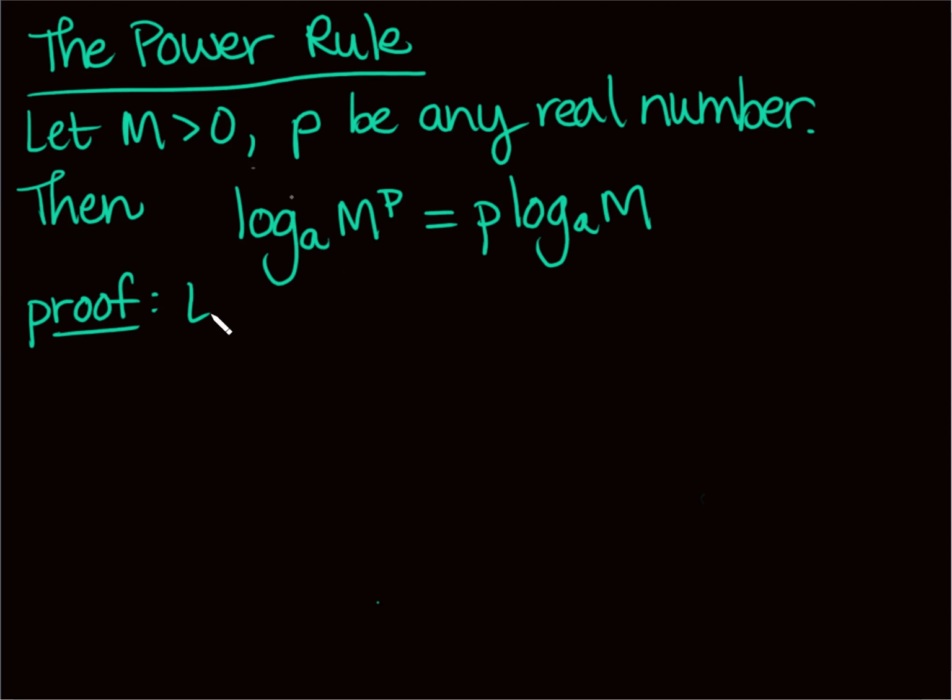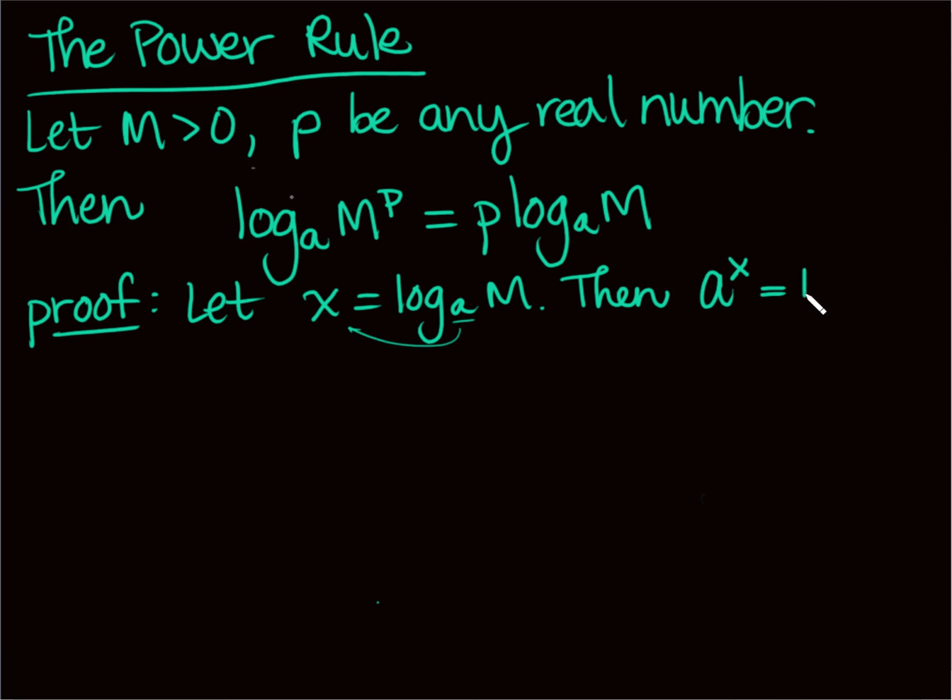We're going to do the same trick. Let x equal log base a of m. If I rewrite this without the logarithm, I bring that a across the equals sign and it becomes the base for my exponent. So I know a to the x equals m. And I'm going to raise both sides to the power p, because that's what's going to happen over here.